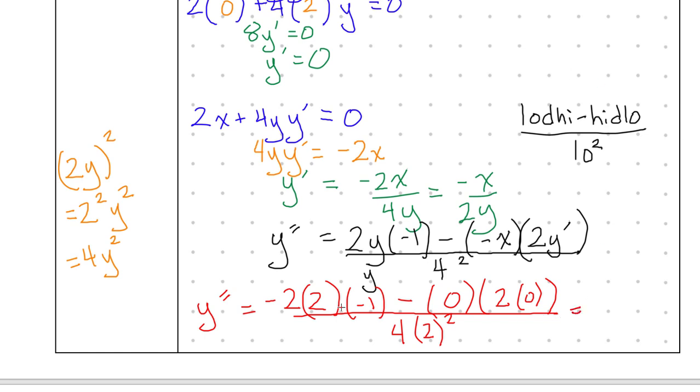This is all equal to, well, negative 2 times negative 1 is a positive what? Positive 4. And then 0 times 2 times 0 is 0, so 4 minus 0, just leave it 4. And then the bottom, 2 squared is 4. 4 times 4 is 16, so 4 over 16, which reduces to 1/4. There's the final answer.